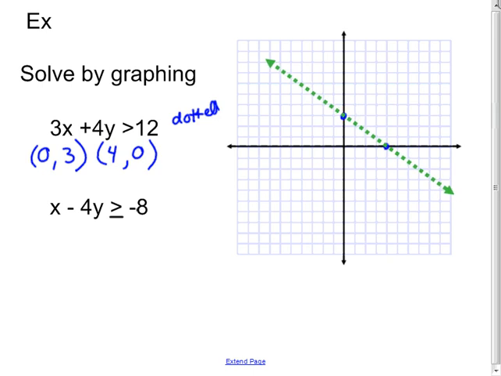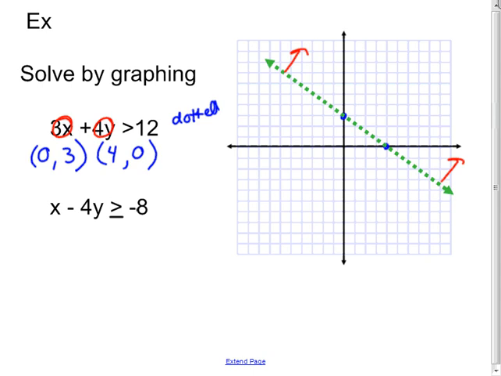Now I have to figure out which direction I'm going to shade based on my test point. The test point I'm going to use again is that 0, 0, because it does not fall on the line. So this becomes 0, because 3 times 0 is 0, plus 0 is 0 plus 0 greater than 12. So 0 greater than 12. No, that's a false statement. 0, 0 cannot be part of that graph. It's a false statement. Therefore, I'm going to have to shade above it. Okay, so that's how you use that test point.